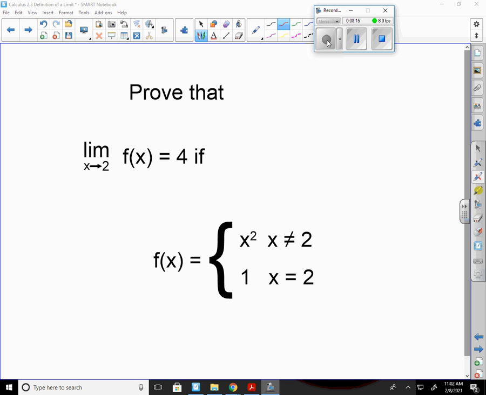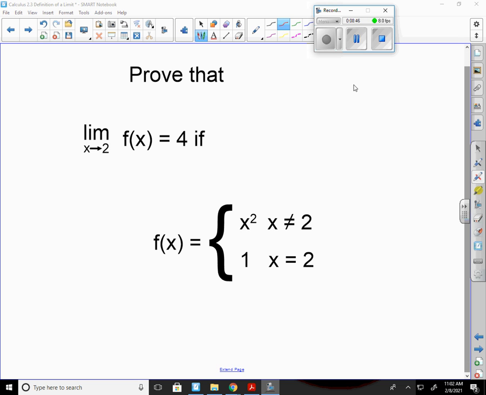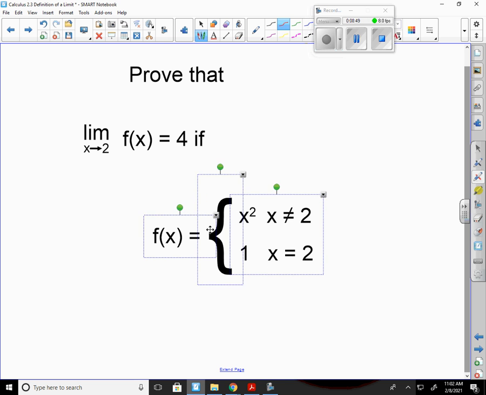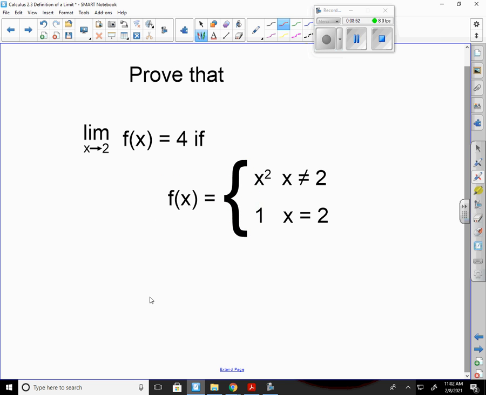Prove that the limit as x approaches 2 of f of x equals 4 if f of x equals x squared when x is not equal to 2, and 1 when x equals 2. So I'm going to head down the same path here. I'm going to start by setting up my delta equation.